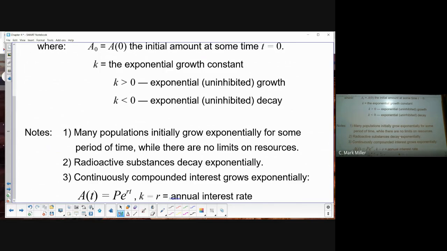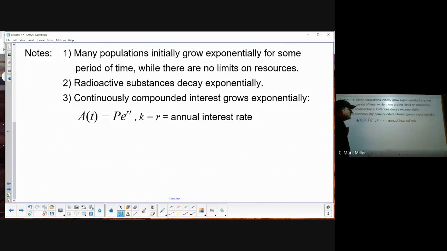Radioactive substances decay exponentially. All of them do. Continuously compounded interest grows exponentially. Right? Look at this. This was our compound interest formula right here, right? Look here. The growth constant is the interest rate.